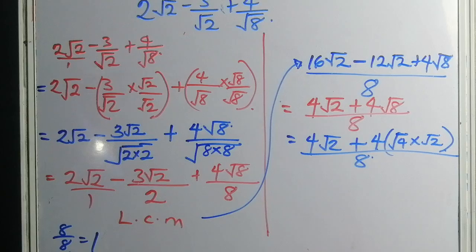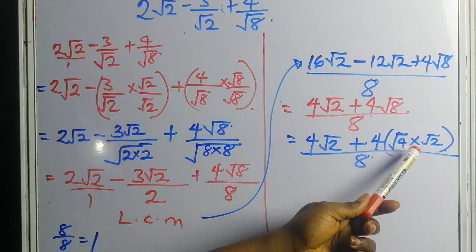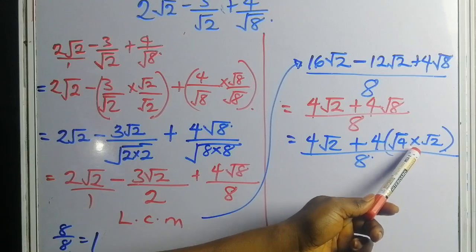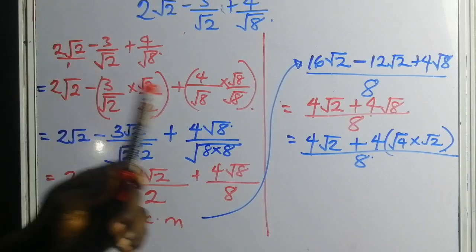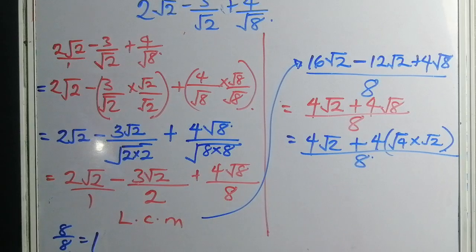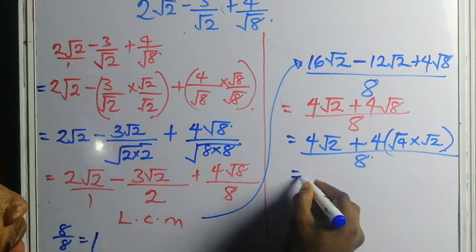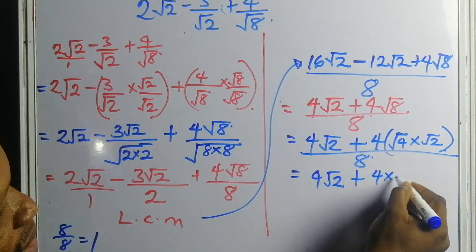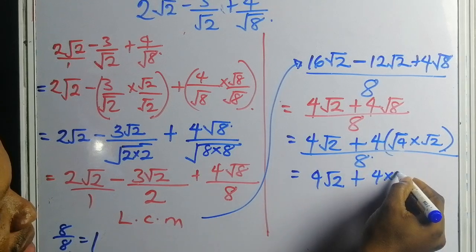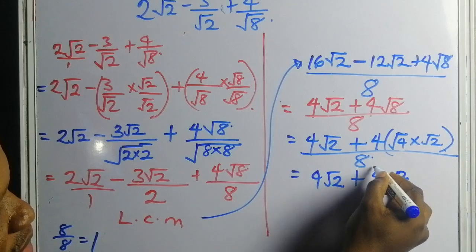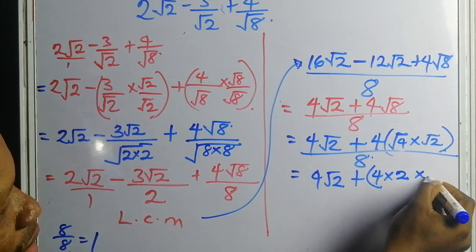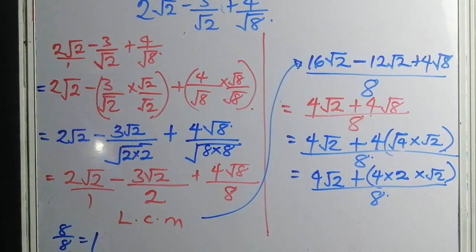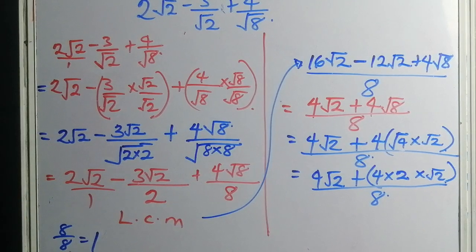Root 4 and root 2. In the law of surd, I've told you, if they have the same in multiplication, you can pick the square root and multiply what is inside. 4 times 2 is what? 8. It's still the same thing. So square root of 4 here is 2. So at the end of the day, I will now have 4 root 2 plus 4 times, what's the square root of 4? That's 2. Okay, I don't want to jump step. Okay, then times root 2 over 8. It's as simple as that.